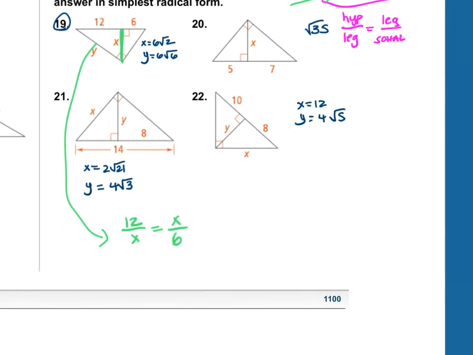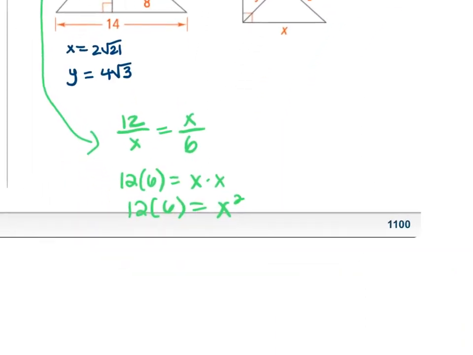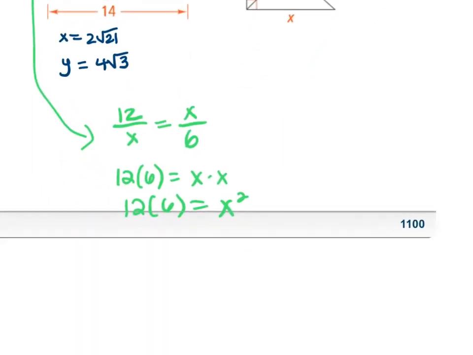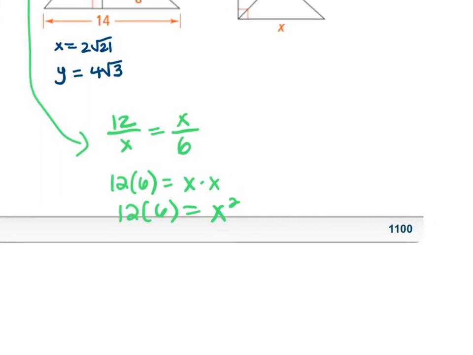From here, I cross multiply. So I'd get 12 times 6 equals x times x, or 12 times 6 equals x squared. Now, I can multiply those out, but I'm going to end up square rooting them, like I'm basically finding the geometric mean. So I can save myself the trouble of multiplying it because I'm just going to break it down again. So I would say that x equals the square root of 12 times 6.